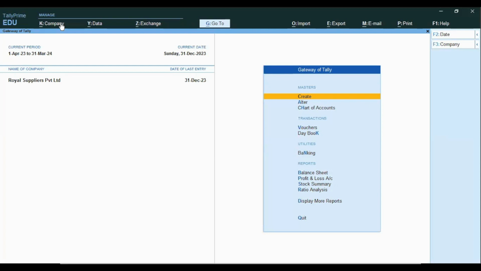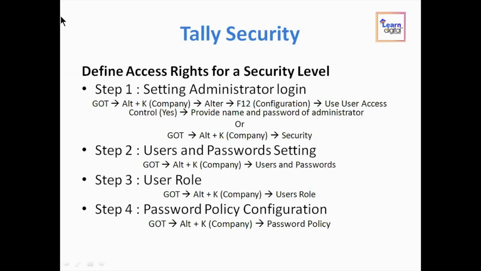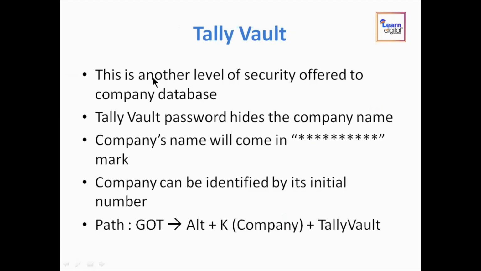The next part is Tally Vault. This is another level of security offered to the company database. One more security level can be offered to the company database through the Tally Vault feature. The Tally Vault feature hides the company name.